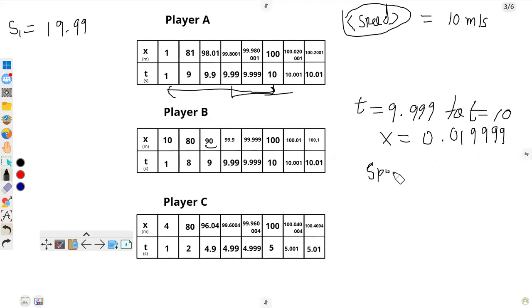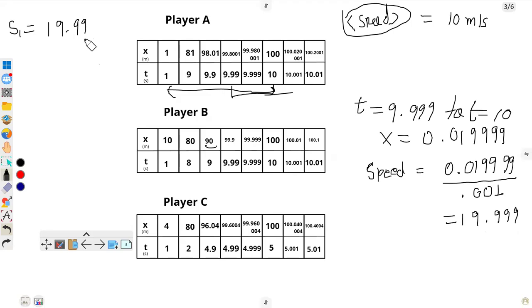So let us try to find the average speed in this time interval. So our speed is actually 0.019999 divided by 0.999. Oh, I'm wrong. I'm wrong. 0.001. And what does this turn out to be? It turns out to be 19.999. So यहाँ पे it was a zero and our speed 2 is actually 19.999. Okay, we're getting closer to the instantaneous speed.